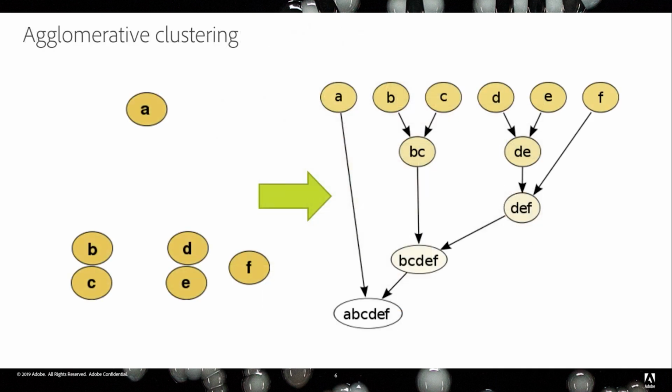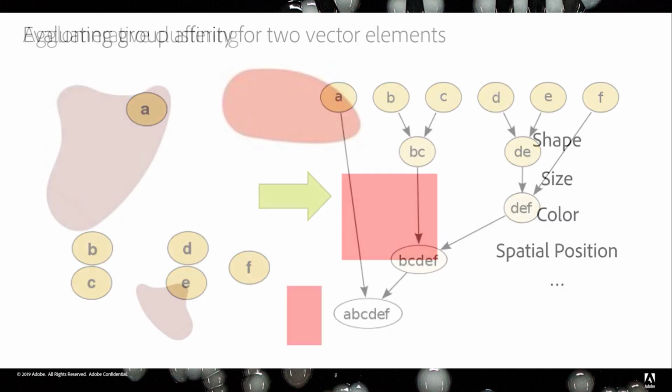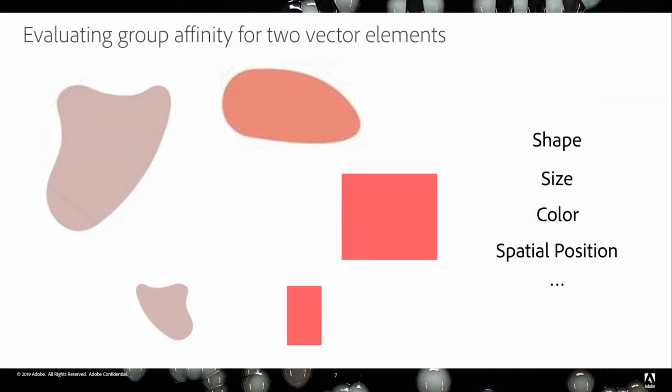At the core of our method is an agglomerative clustering method applied across all vector elements in the file. Agglomerative clustering is a bottom-up approach where each observation starts in its own cluster, and pairs of clusters are merged as one moves up the hierarchy. To cluster objects, we first need to estimate how likely any two objects are to belong to the same group, which we refer to as their group affinity. This might be based off factors such as their shape, size, color, and spatial position in the document.